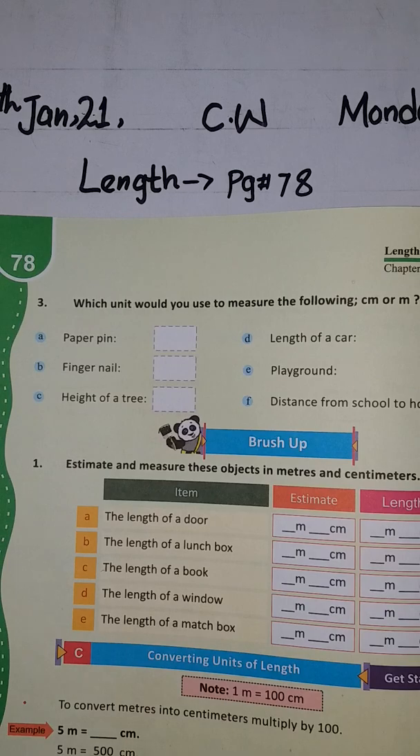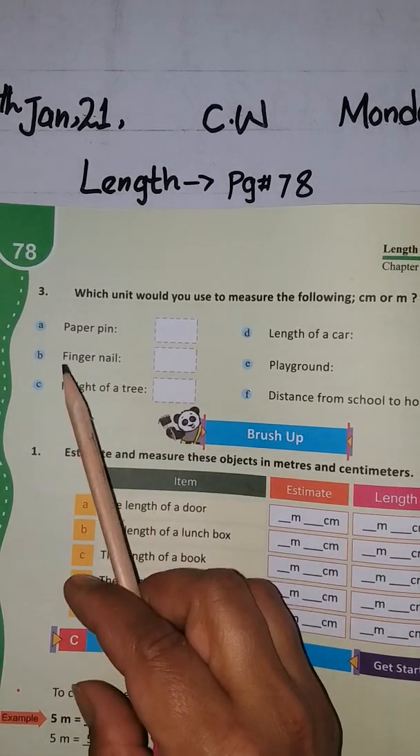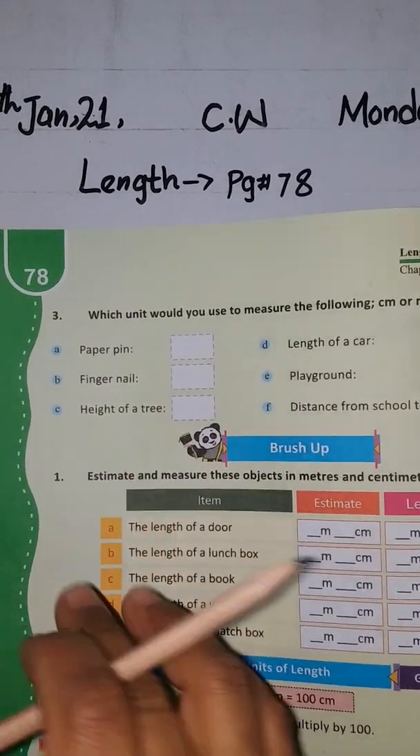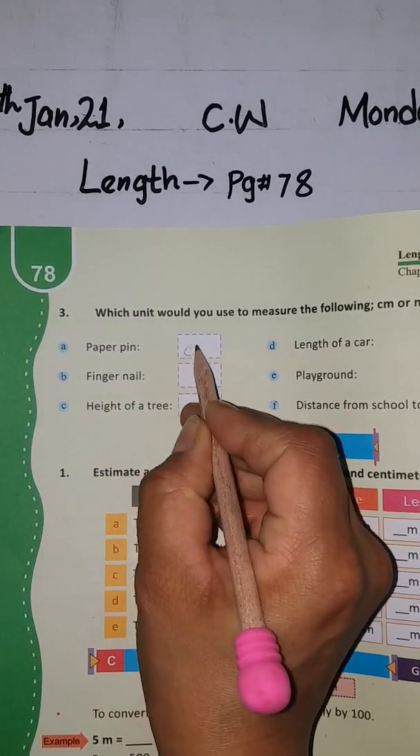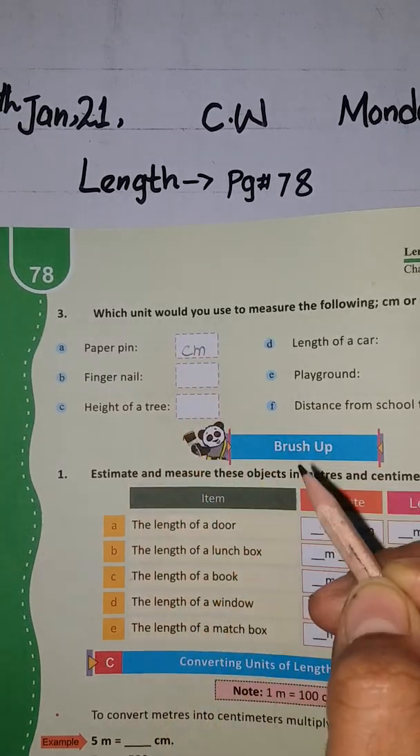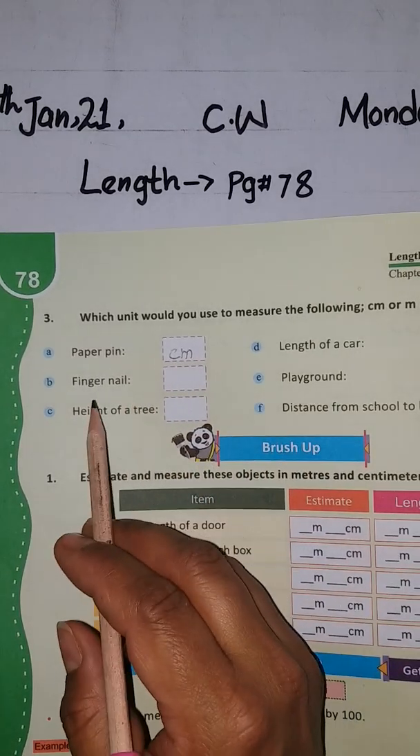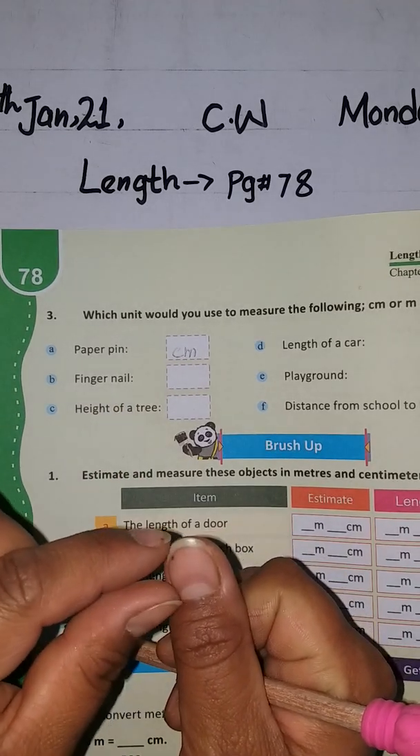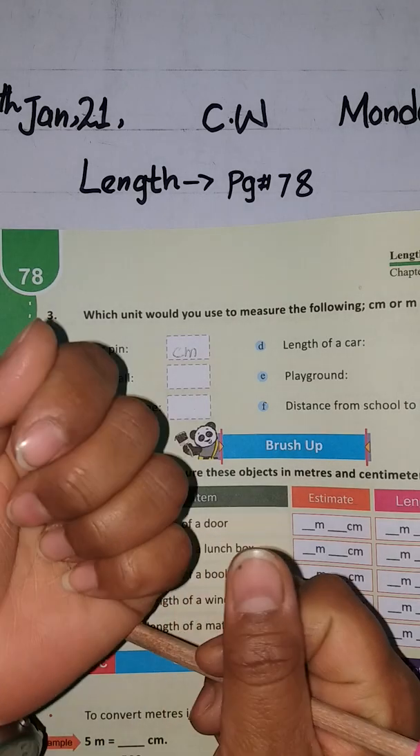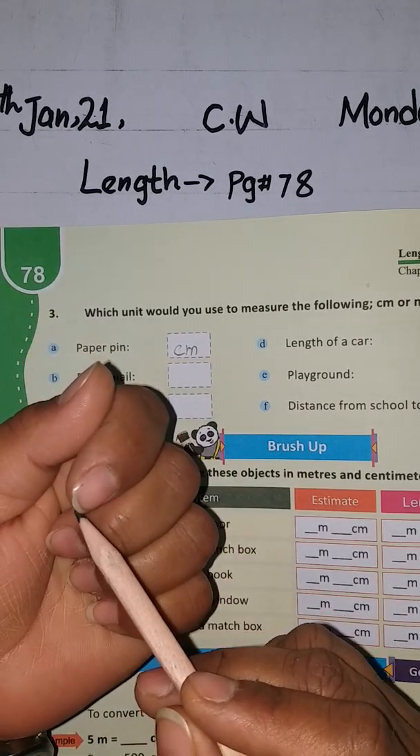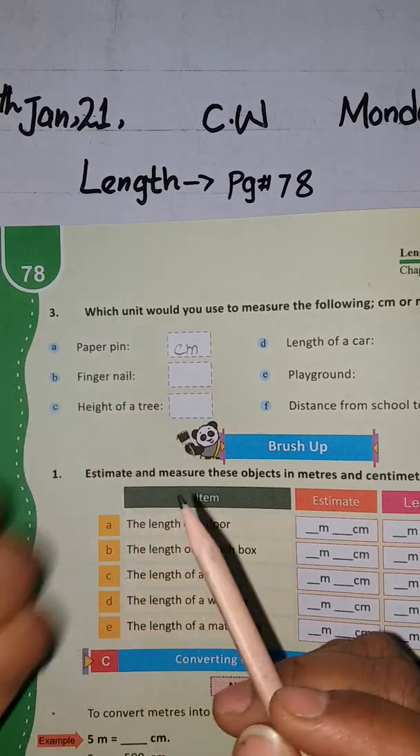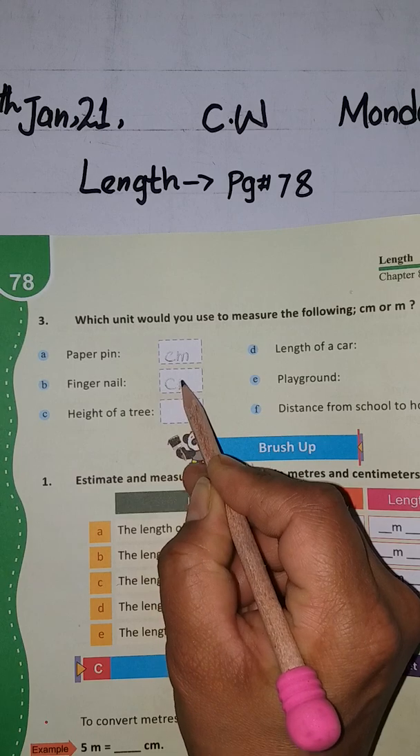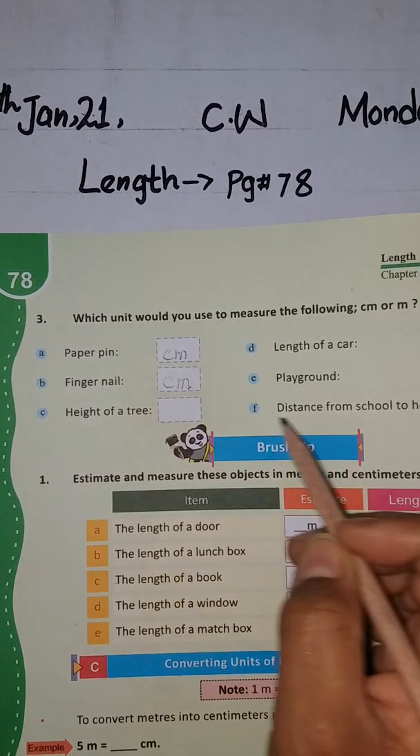So let's start the topic. Paper pin. The length of the paper pin you will measure in centimeters. So we will write here cm. Cm stands for centimeter. B, fingernail. This nail, fingernail. What would be the length of this fingernail? Can you see the nail? Length of the nail. So we also measure it in centimeters. Centimeters is cm.